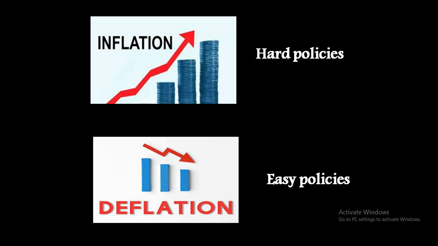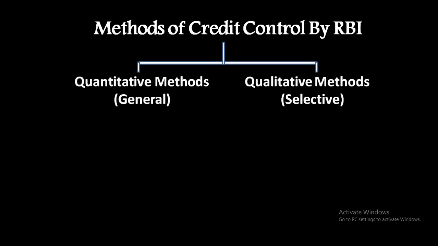Now coming to the methods of credit control. RBI uses two methods to control money supply, and they are quantitative methods and qualitative methods. And as I have already mentioned, in this video I will be explicitly covering the quantitative methods only. So quantitative credit control means the control of the total quantity or volume of credit in the banking system. It is also known as general tools of money control. General because it will affect all the loans without discriminating among the various sectors of the economy. And the other one is qualitative methods, which is also known as selective methods.